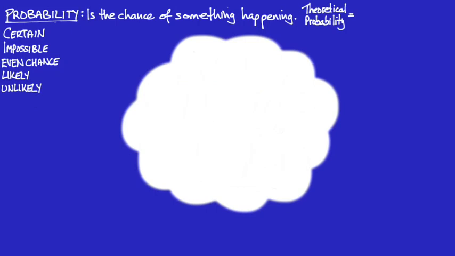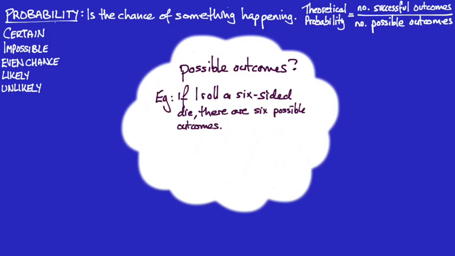And this term we use up here is theoretical probability, is where we can actually calculate a number to represent probability. And the way we do that is we work out the number of successful outcomes, we'll talk about that in a moment, and divide it by the number of possible outcomes. Let's have a look at an example.